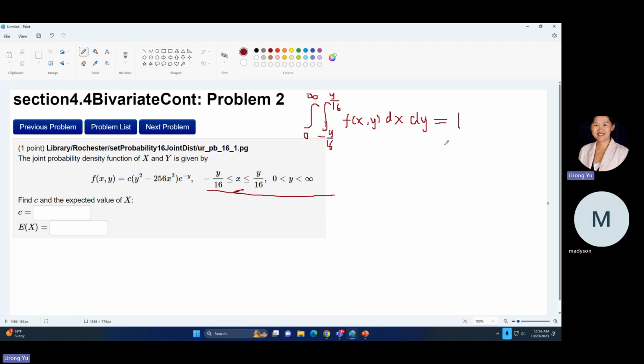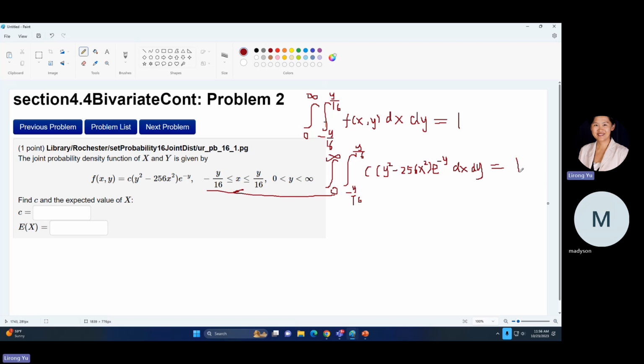So we're going to plug in the numbers and see how it's done. You have 0 to infinity, and then negative y over 16 to positive y over 16. And here we're going to put in C times y squared minus 256 x squared, times e to the negative y, dx dy, and this is supposed to equal 1.